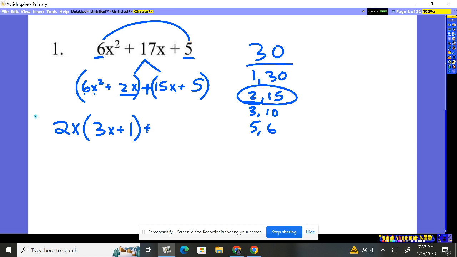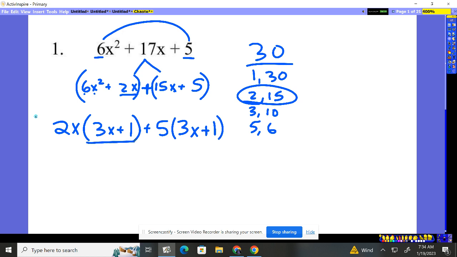Now I've got to do it for this 15 and 5. Well, the biggest thing that can factor out is a 5, and that's it. One has an x, but the other doesn't have any, so you can't pull that out. So 5 times a 3 gives me the 15. Then there's an x there. Plus 5 times a 1 gives me back my 5.